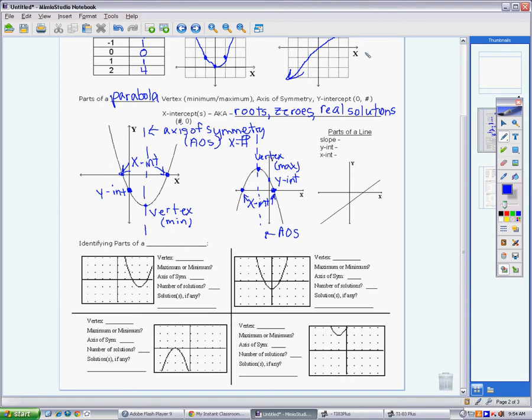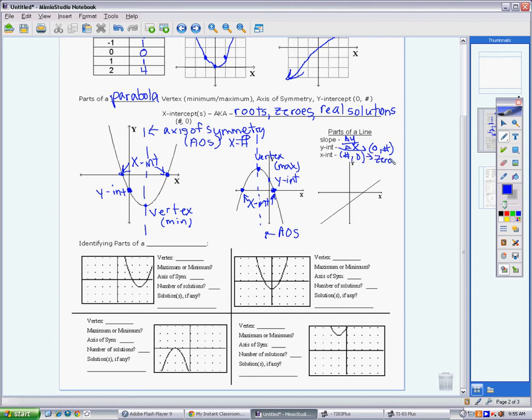Then going back to our parent function of a line, we have parts of a line. We have slope, so that's going to be the change in y, and that's a triangle, over the change in x. Our y-intercept is going to be 0, comma, our number, whatever number it crosses at. And our x-intercept is going to be a number, comma, 0. And this is also called a 0.